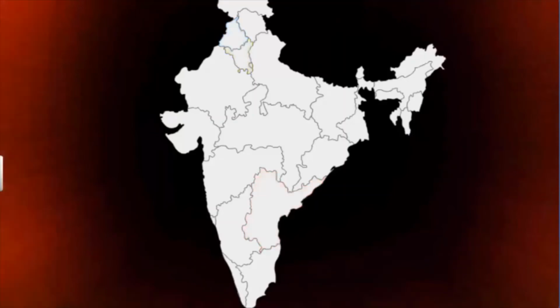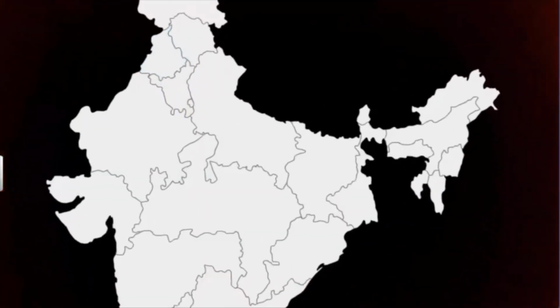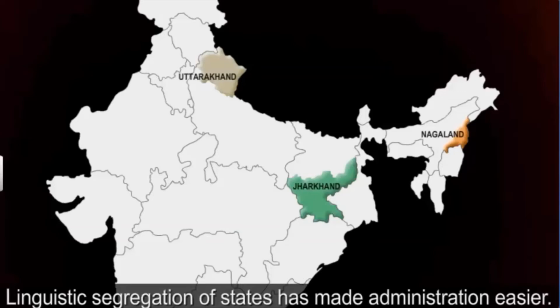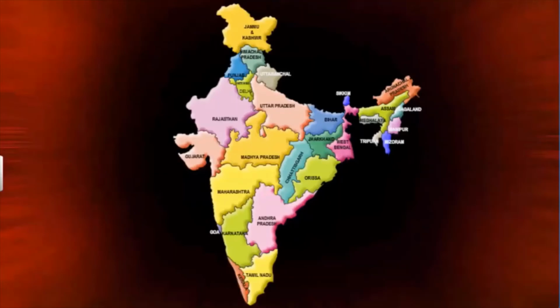Some states like Nagaland, Uttarakhand and Jharkhand were created to recognize their cultural and ethnic differences. The formation of linguistic states has made the country more united and easier to administer. Another test for the success of the Indian Federation was the framing of the language policy in a multilinguistic country.